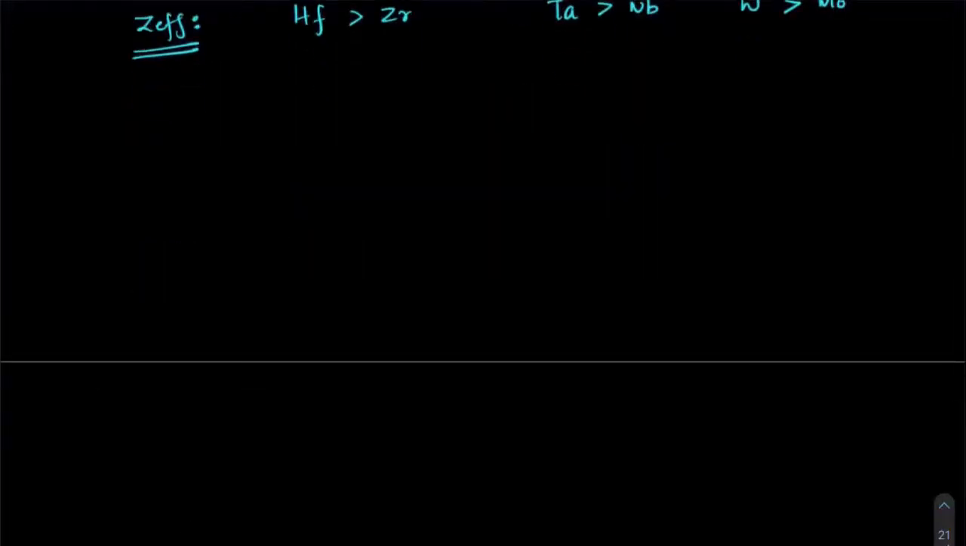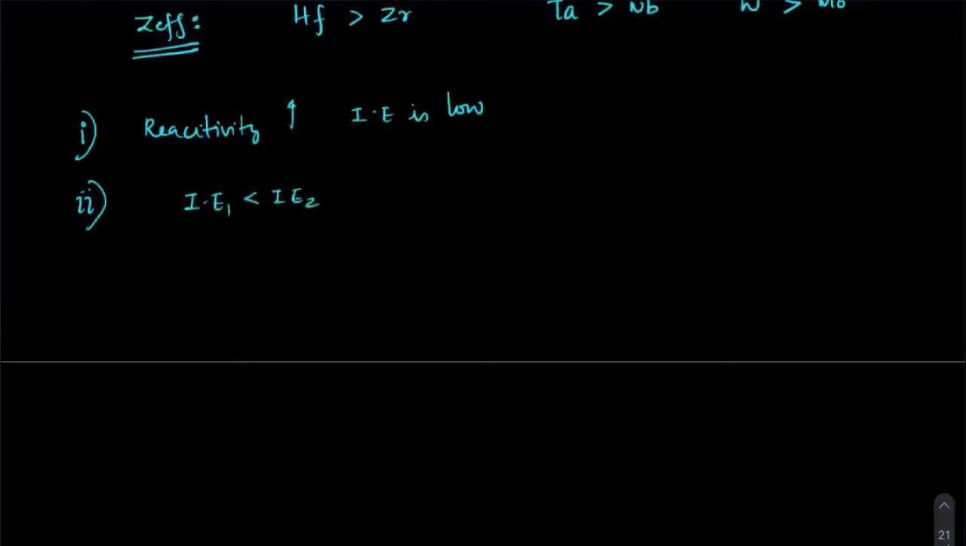Now, ionization does help us a lot to understand certain applications. For example, the first application is if reactivity is more, which means ionization is low. So if the ionization energy of an ion or a molecule is less, it must be more reactive. Second, the first ionization will always be less than the second ionization, irrespective of whatever atom you are talking about. And this is generic.